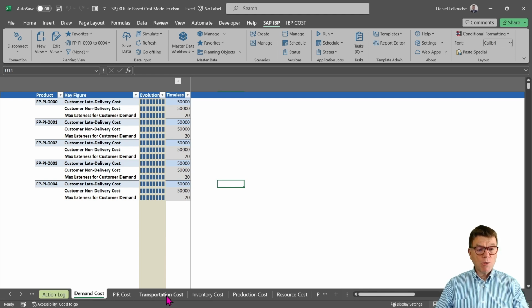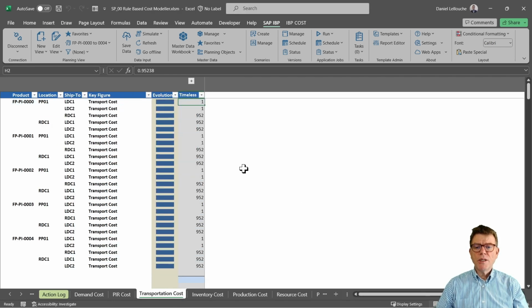Then we've got the transportation cost. And what we see is that from the factory to the local DC, it doesn't cost so much to transport. Remember the 1 IBP euro I've shown on the slide. The same for LDC2, that's for one product, but the same for the other products. Then to the regional DC, in my case, regional DC plays the role of the overflow warehouse. Therefore, here I say, it costs you that much to go from PP01, the plant, to the regional DC. It costs you about 1,000, exactly 1,000 per period, okay?